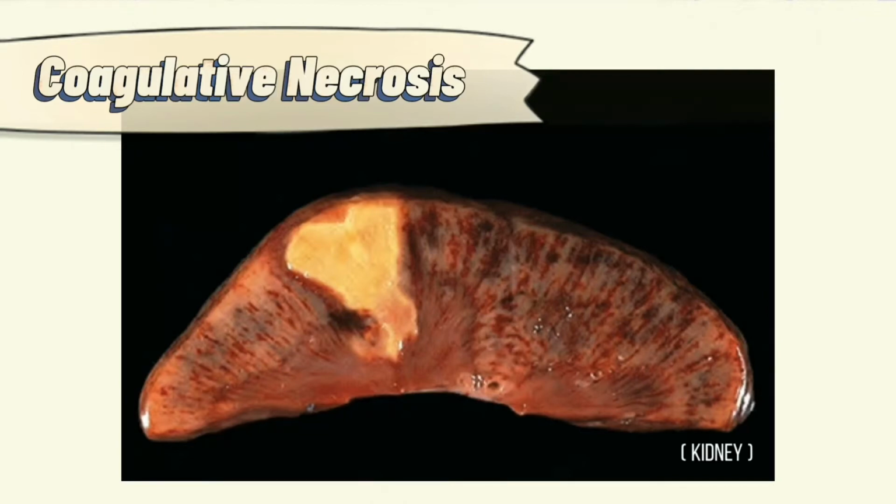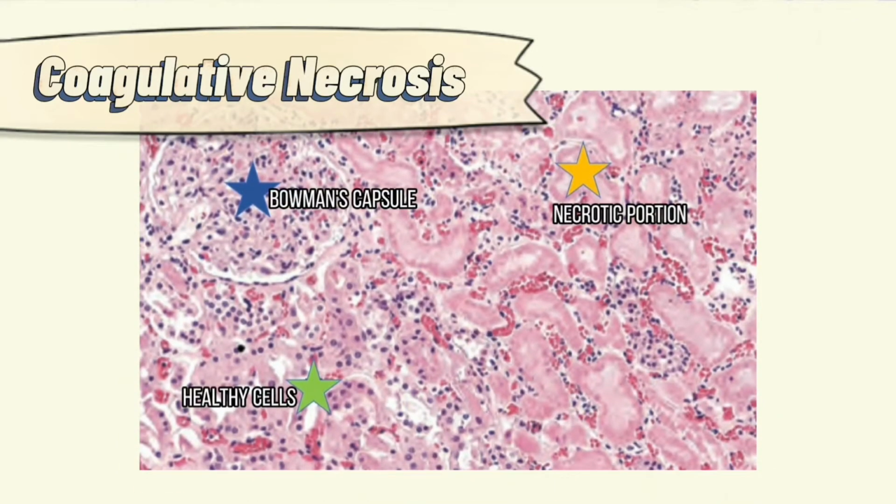Macroscopic appearance. Necrotic area is firm and rather dry in consistency. It has a homogeneous, opaque, and cooked appearance, gray, white, or tan in color. The microscopic appearance shows the architectural outline of the tissue or organ maintained, but cellular detail is lost.